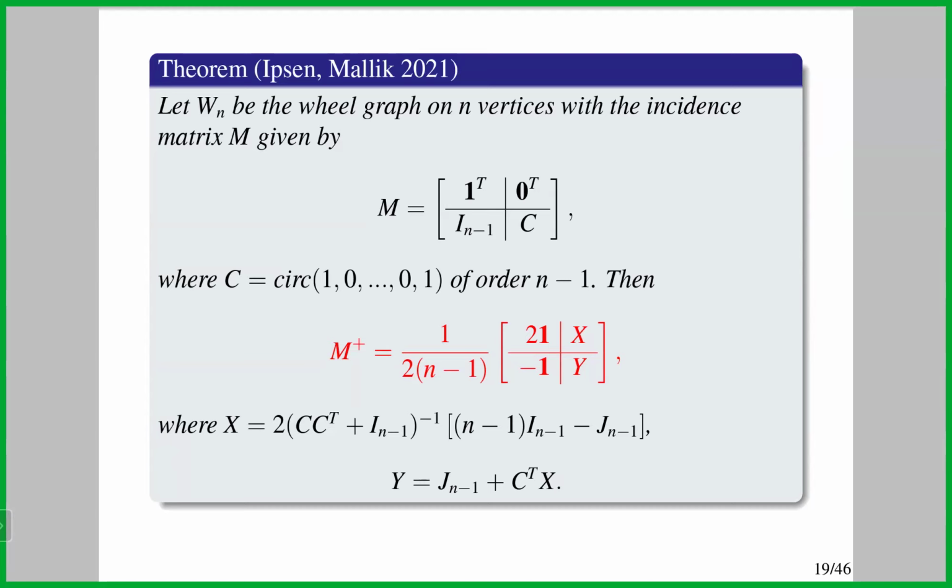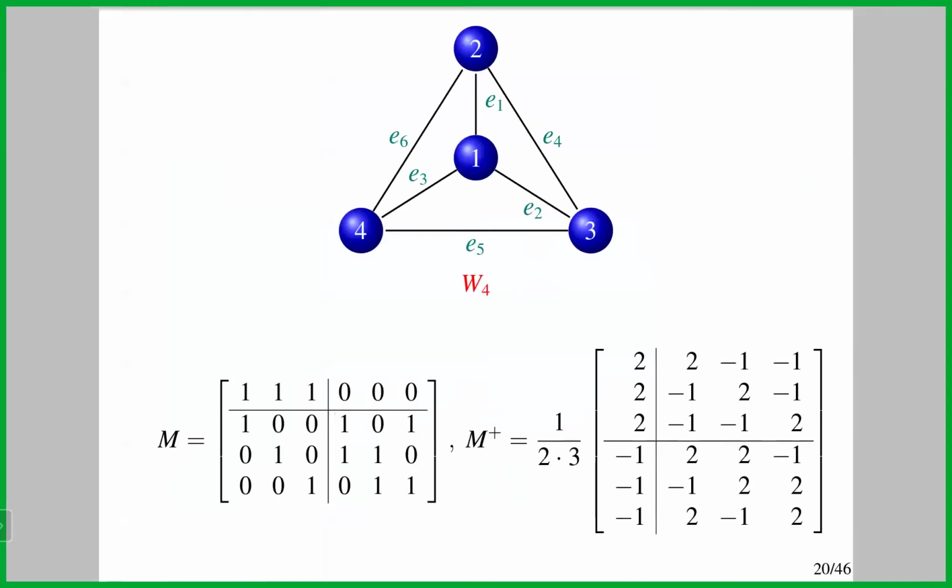So if you look at an example, this is a wheel on 4 vertices, and you can see that the 2-2 block of the incidence matrix is a circular matrix with first row 1, 0, 1. If you don't know circular matrices, it's very easy to explain. For a circular matrix, you look at the first row, and then for the second row, you shift that first row to the right.